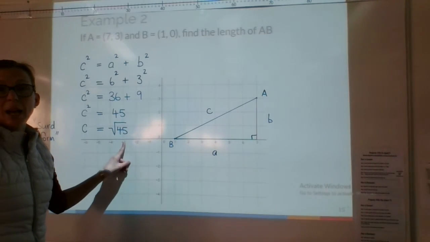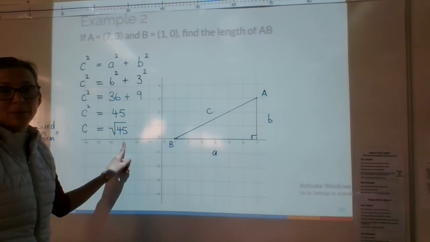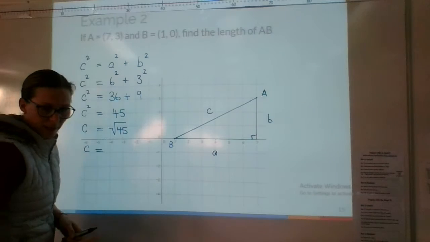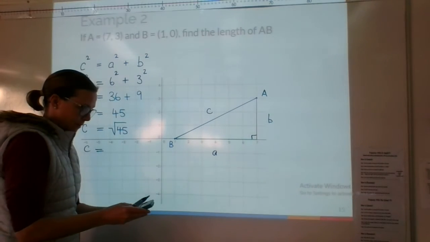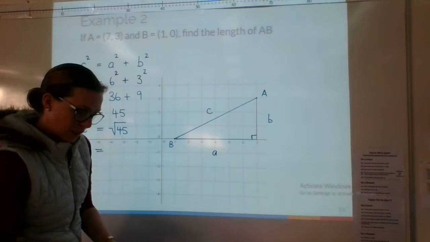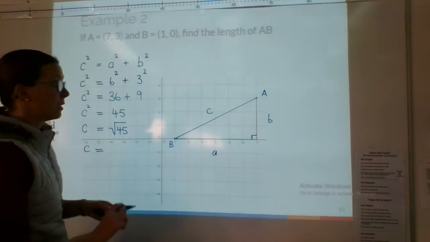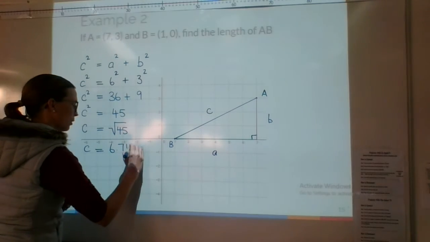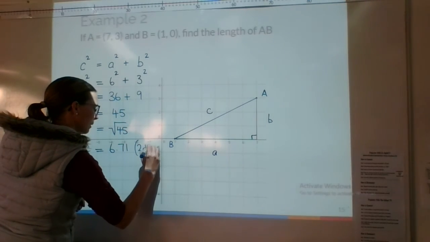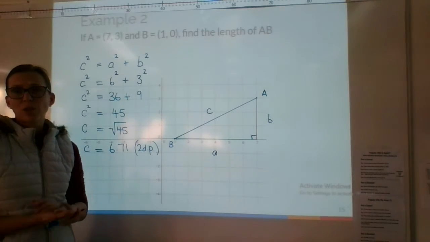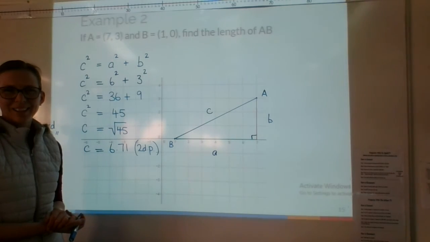Most of the time you're going to be asked to round the answer to 2 decimal places. So put the square root of 45 in your calculator, and we get 6.708, which is 6.71 to 2 decimal places. All right, and we don't have any units, so we don't need any units on our answer.